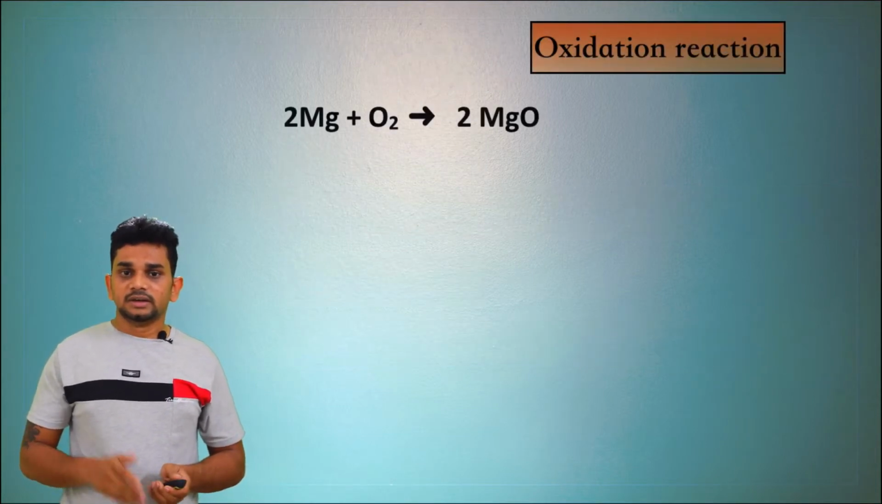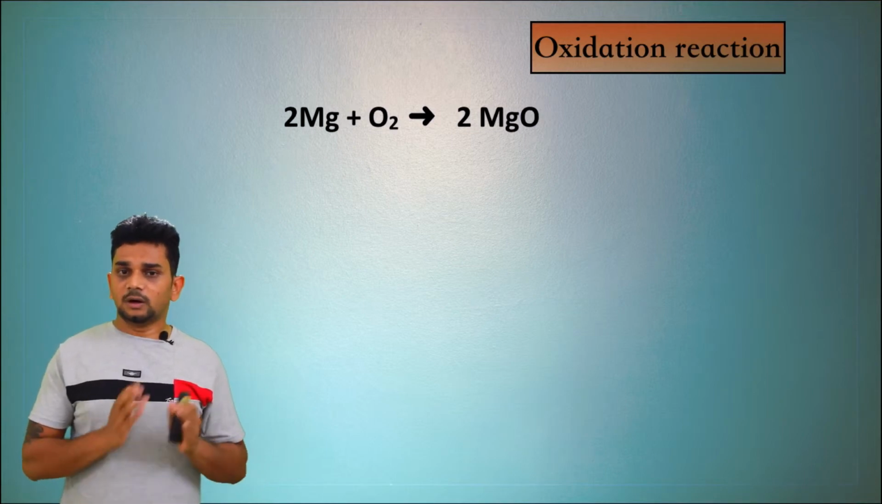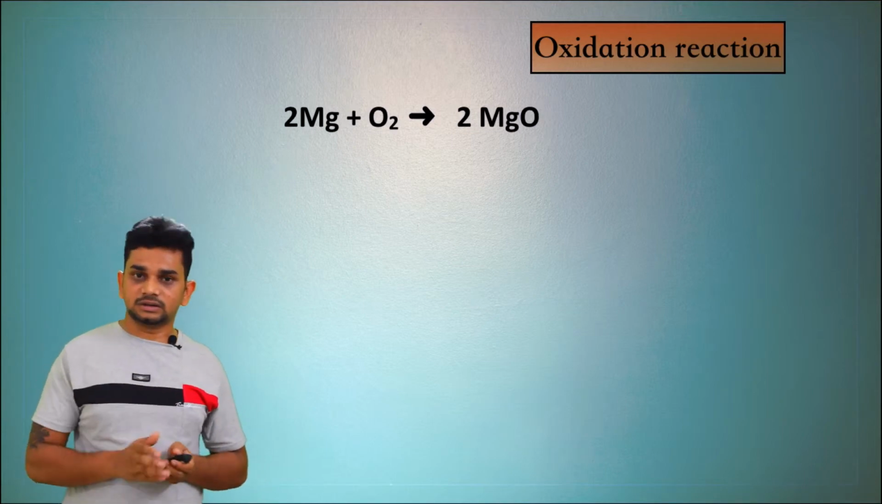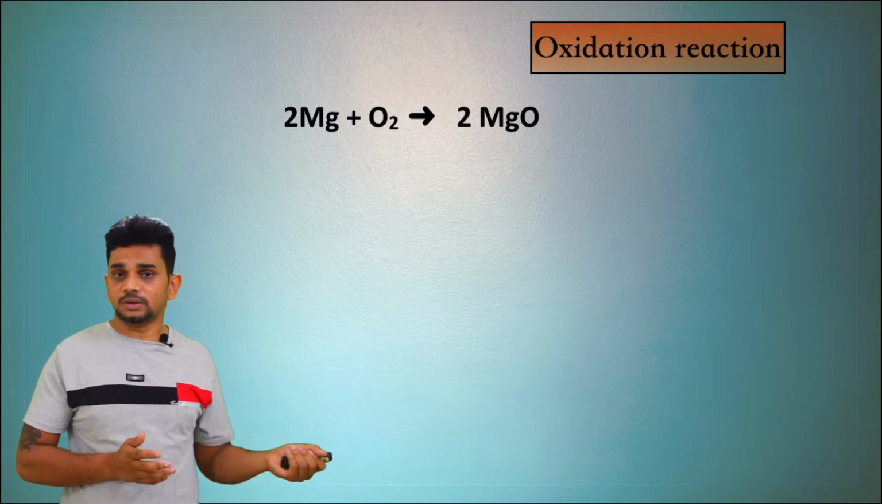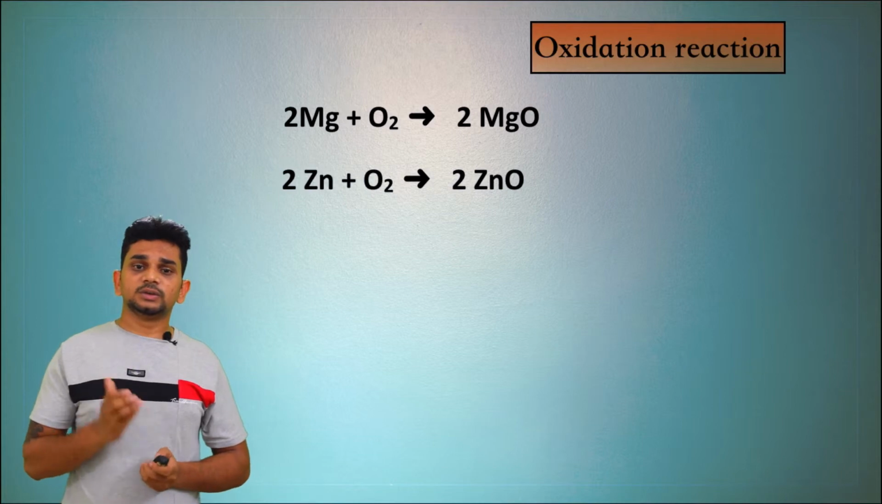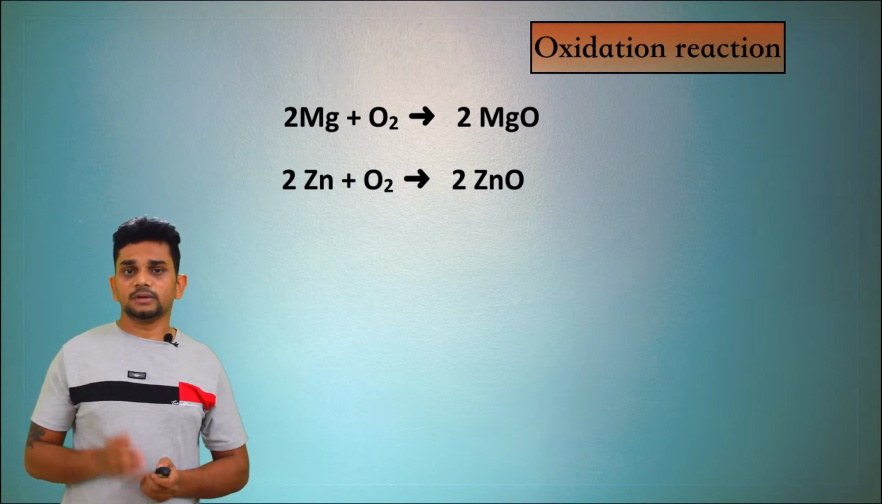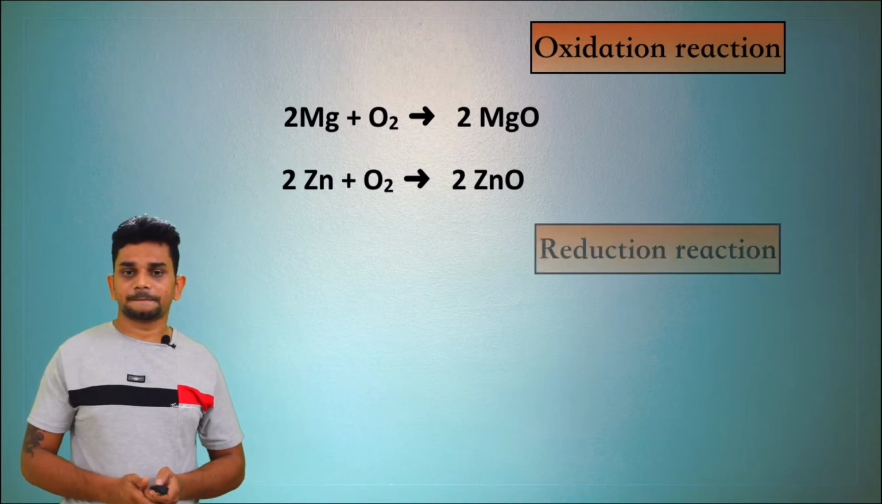Oxidation reaction. 2Mg plus O2 gives 2MgO. Here Mg and oxygen are combining with each other to form MgO. It is an oxidation reaction, addition of oxygen. Next one is 2Zn plus O2 gives 2ZnO. It is also an oxidation reaction because oxygen is combining with zinc.